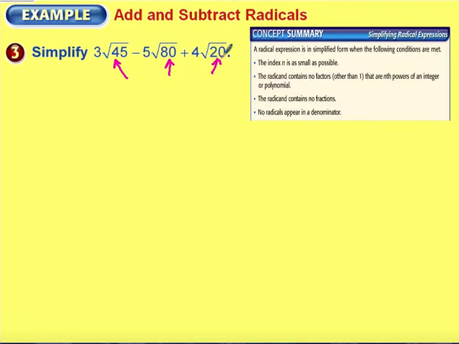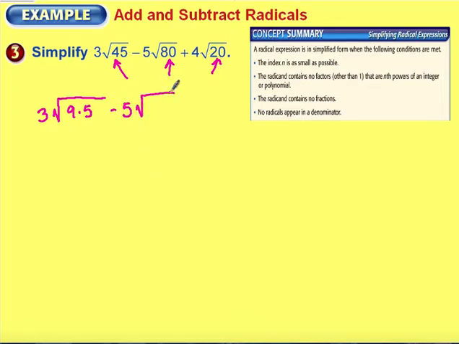So what I'm going to do first is use my rules and make sure there are no square roots that I can pull out. If I break down 45, I know that 45 breaks down to 9 and 5, where 9 is a perfect square. So I'm going to go ahead and break that down.